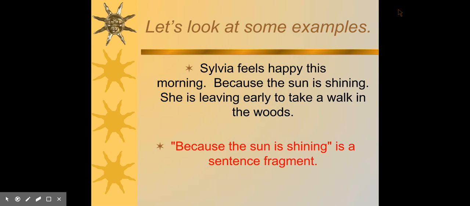Let's look at some examples. Sylvia feels happy this morning because the sun is shining. She's leaving early to take a walk in the woods. Because the sun is shining is a sentence fragment. We don't know the relationship between the first sentence and the second sentence because the period at morning tells us to stop. Though we can gather what they're talking about, it's still a fragment because it does not have a complete thought in front of it.